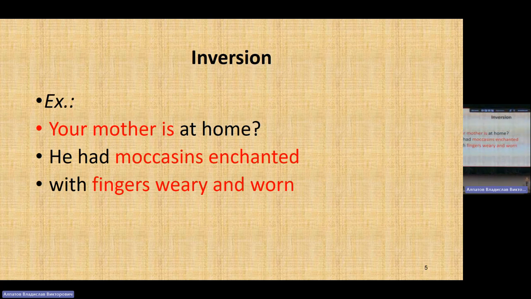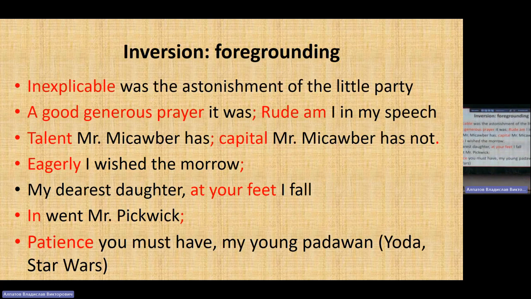"He had moccasins enchanted." This is from Hiawatha, I think, by Longfellow. So instead of enchanted moccasins, fairy tale moccasins, we have moccasins enchanted, and this sounds more like epos. "With fingers weary and worn," with tired and worn out fingers. And again, this imitates this high-flown style. So inversion is capable of lowering the style, turning it more into the colloquial one, and vice versa, it is capable of elevating the style to the epic style. Inversion is also used for foregrounding things, for attention grabbing, for emphatic purposes. So for logical or for emphatic reasons, inversion helps us to foreground things.